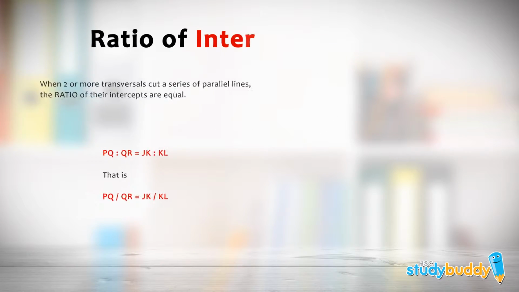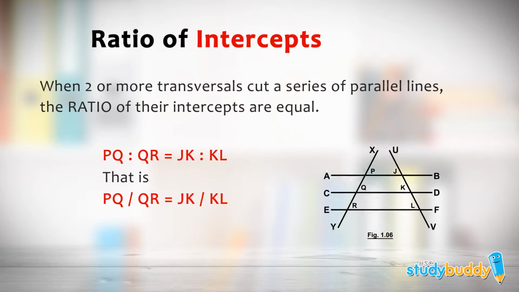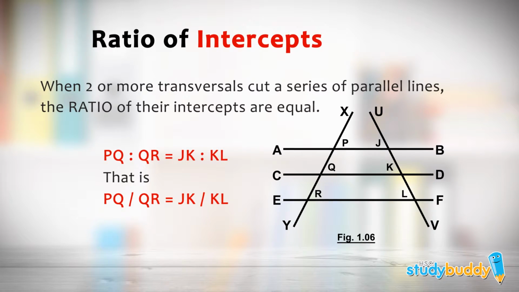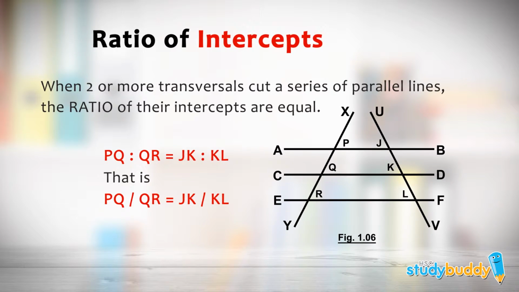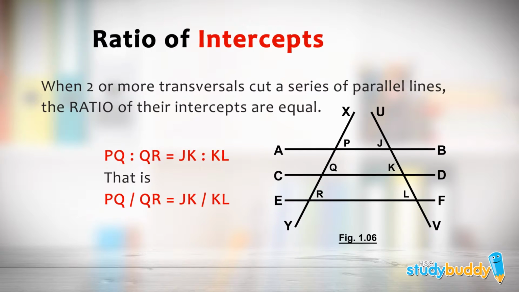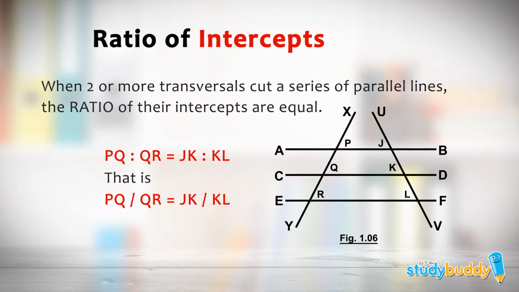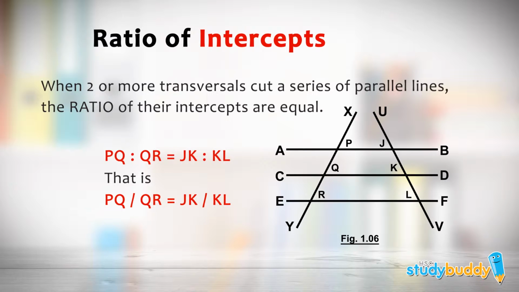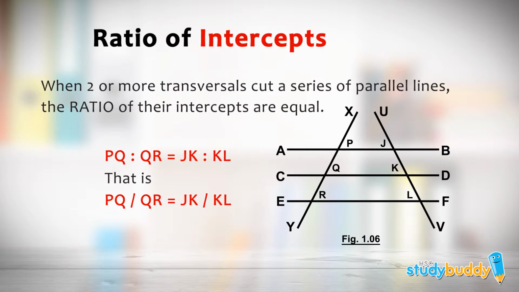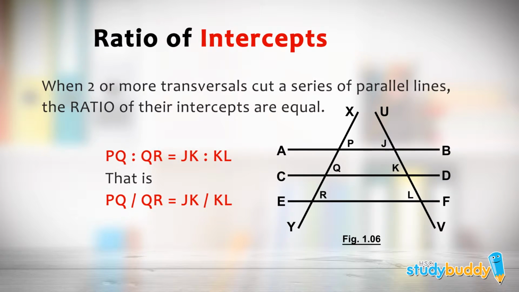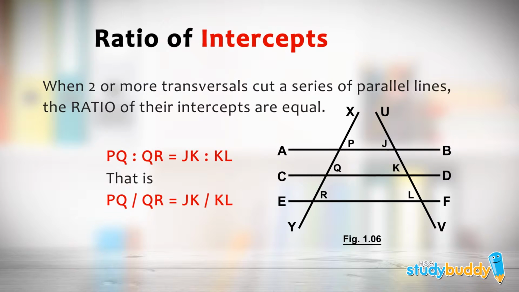Another thing that pops up in geometry is the ratio of intercepts. So when two or more transversals cut the parallel lines, the ratio of the intercepts will also be equal. So here we've got our ratio of PQ to QR is going to be exactly the same as JK to KL.